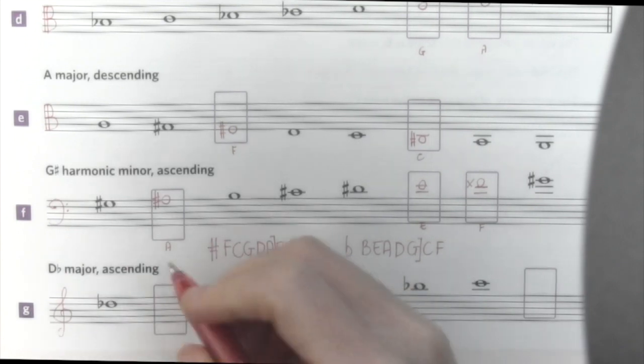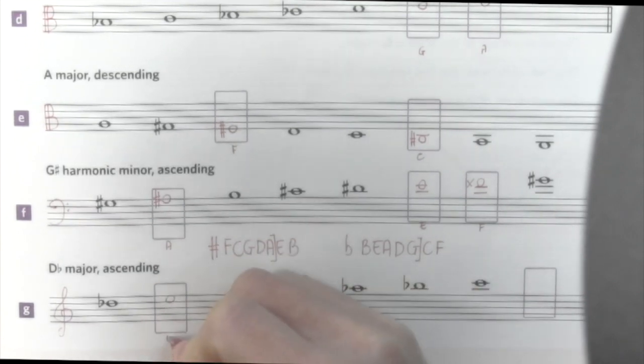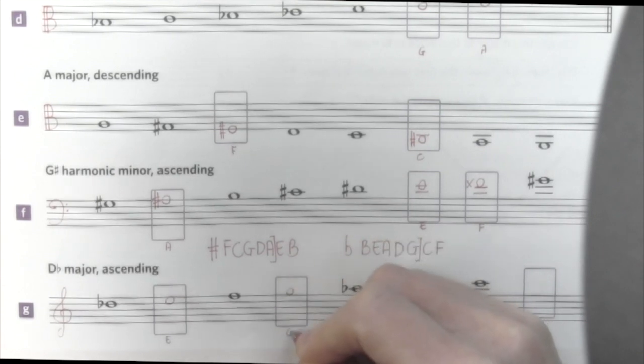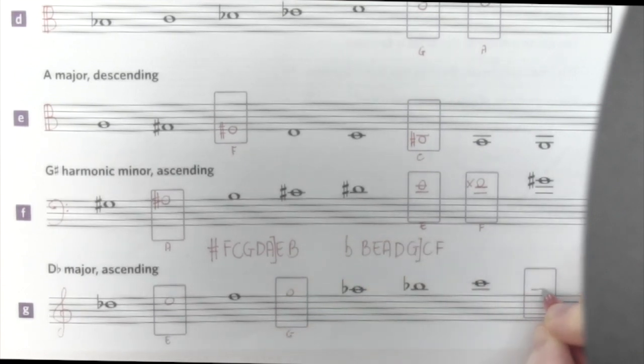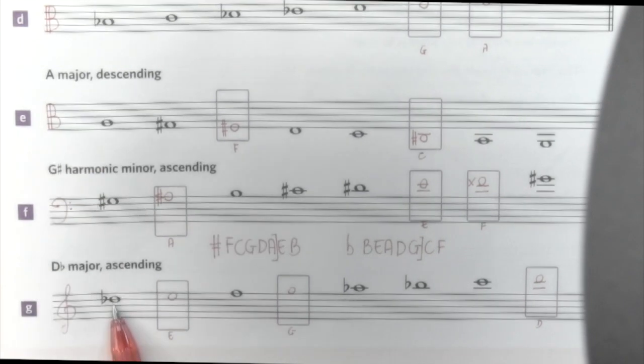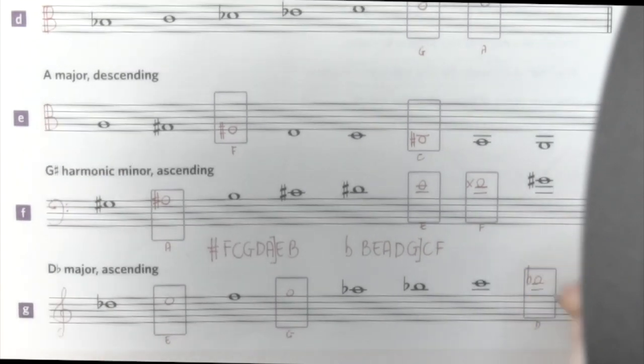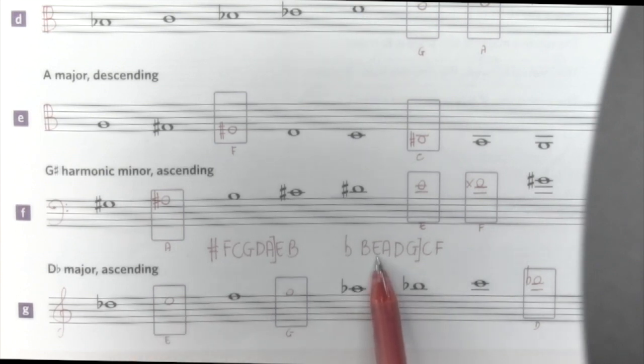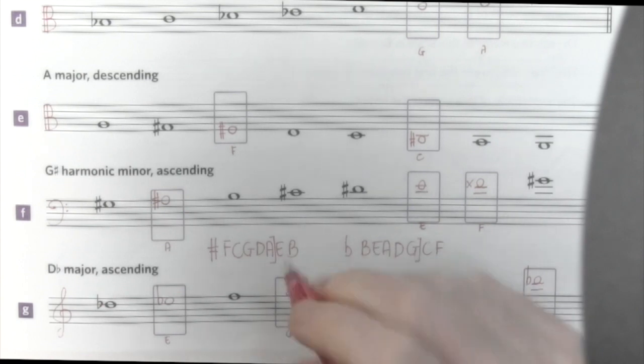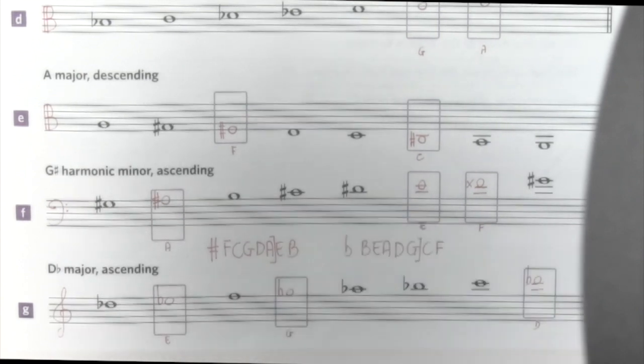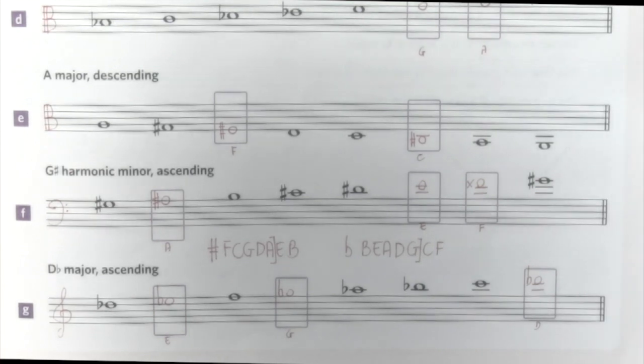Treble clef from the second line, so re, mi, fa, sol, la, si, do, re. Guys, re flat, no question, no thinking, okay? Is mi flat? Yes, it is. Is sol flat? Yes, it is. Done. This is finished.